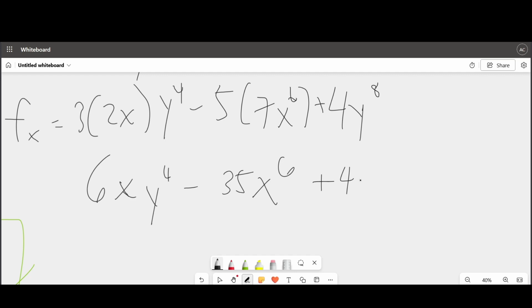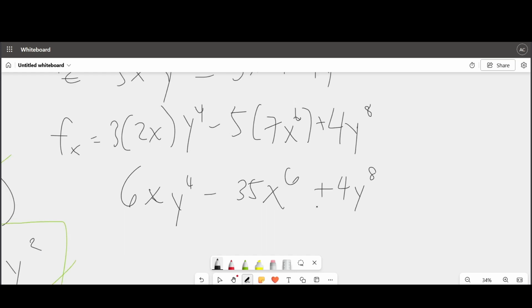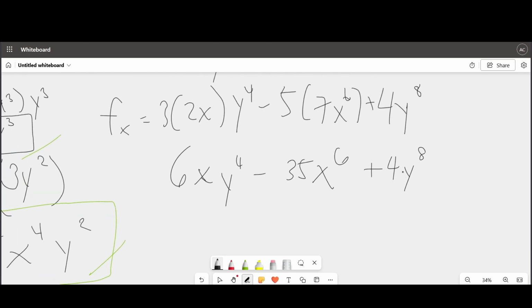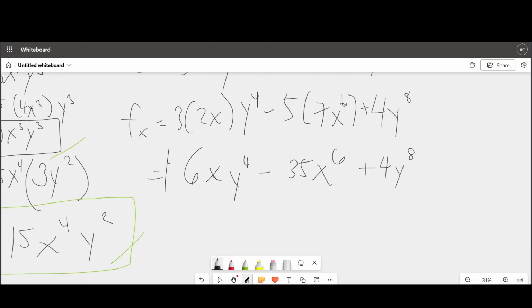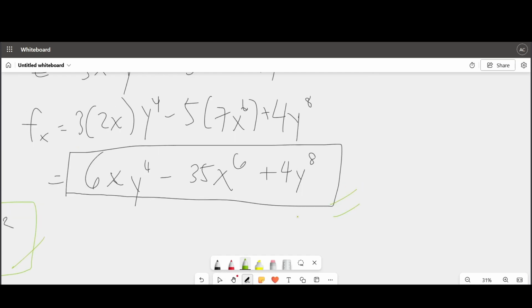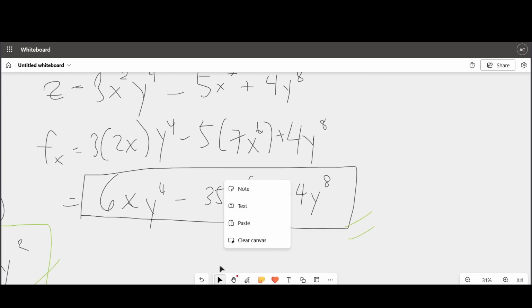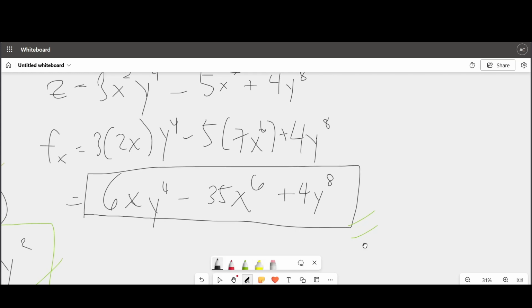We got 6xy raised to 4 minus that's 5, 7 is maybe 35x to the 4, and 4y. It's going to be the answer for this partial derivative with respect to x.